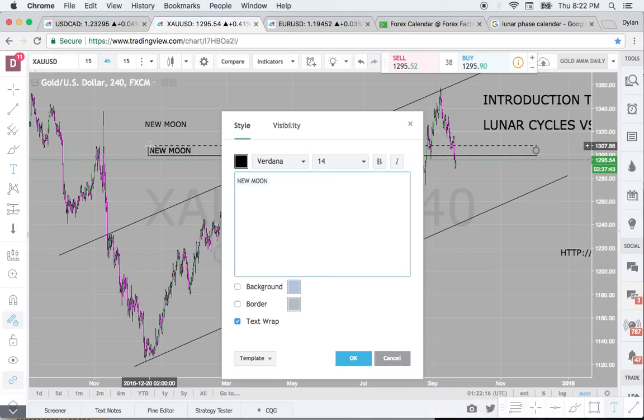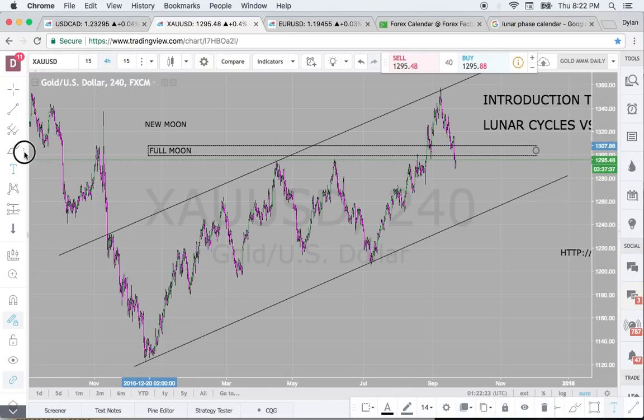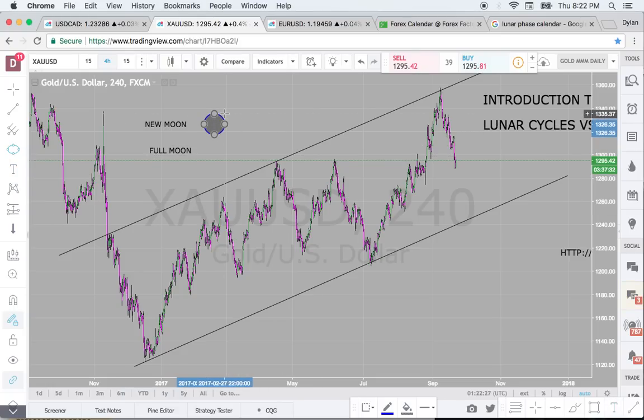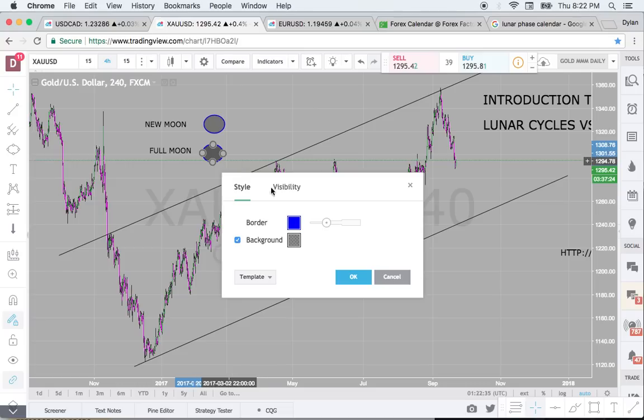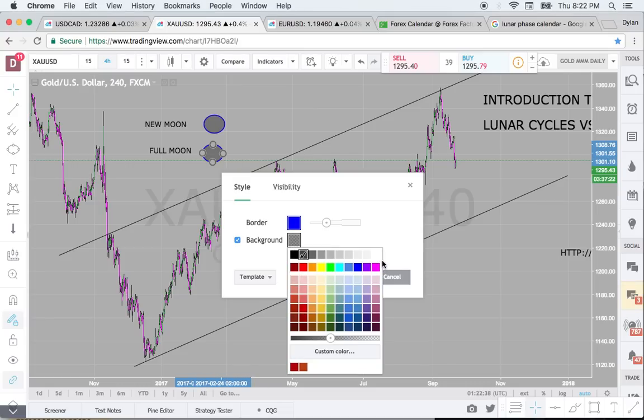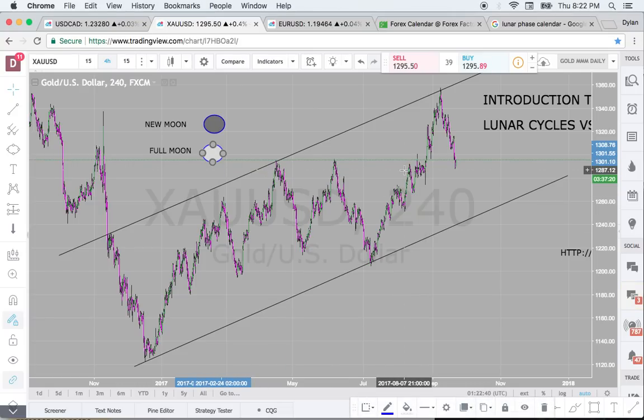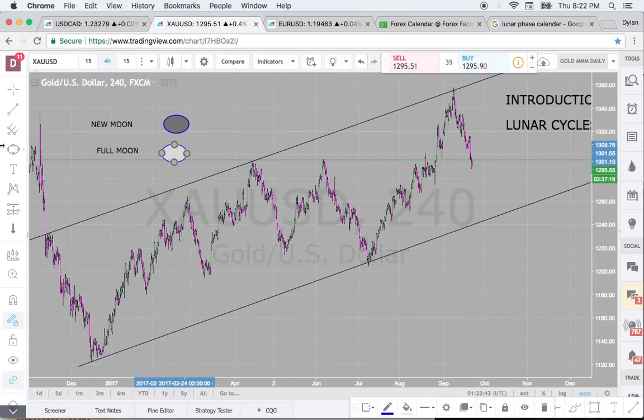So, new moon and the full moon. We're going to be charting these cycles, like I said. That's the new moon, and this is going to be the full moon. But as we know, a full moon is very bright. So, this is our key. This is what we're going to look for.